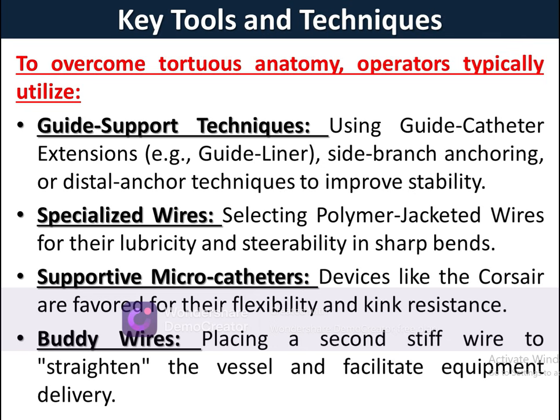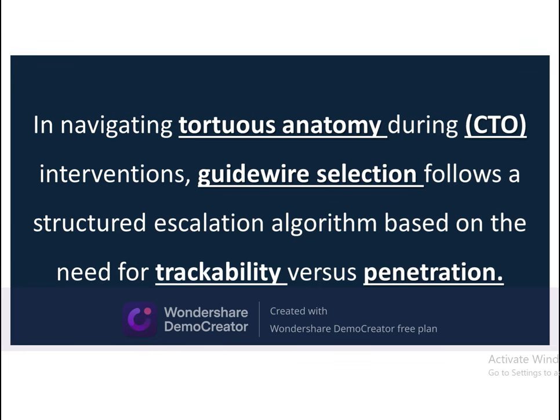Key tools and techniques to overcome tortuous anatomy: operators typically utilize guide support techniques, using guide catheter extensions, guide liners, or side branch anchoring or distal anchoring techniques to improve stability. Specialized wires: selecting polymer jacketed wires for their lubricity and durability in sharp bends. Supportive microcatheter devices like the Corsair are favored for their flexibility and kink resistance. Buddy wires: placing a second stiff wire to straighten the vessels and facilitate equipment delivery.